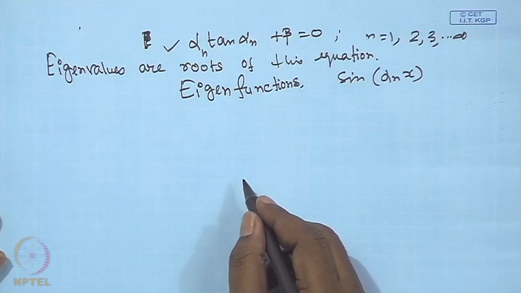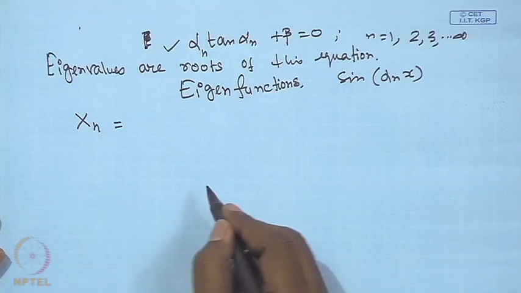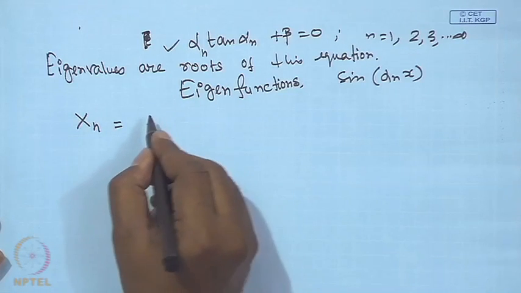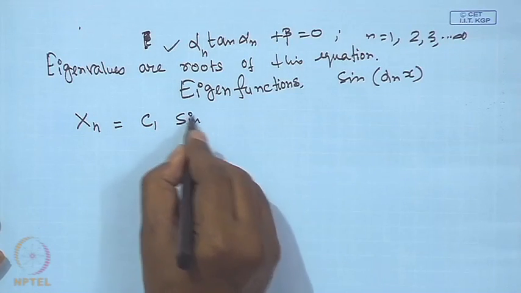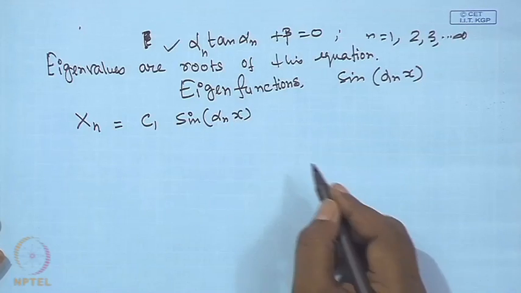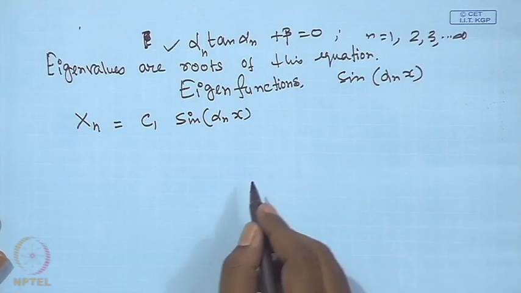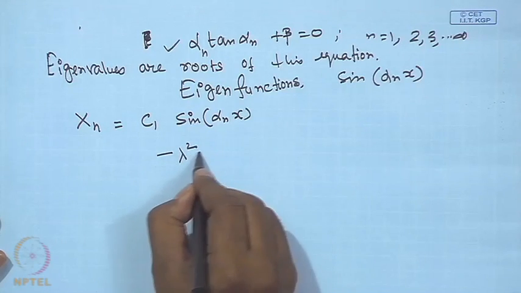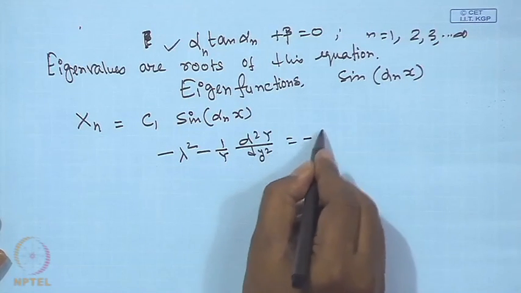Next, we have also solved this problem and got the complete solution. Let us look into the complete solution. X n is the eigenfunction corresponding to nth eigenvalue. So, this will be C 1 sin alpha n x. So, these are the eigenfunctions, and then let us look into the other problem, that is the y varying part. If we look into the y varying part, the governing equation becomes minus lambda square minus 1 by Y d²Y/dy² is equal to minus alpha square.